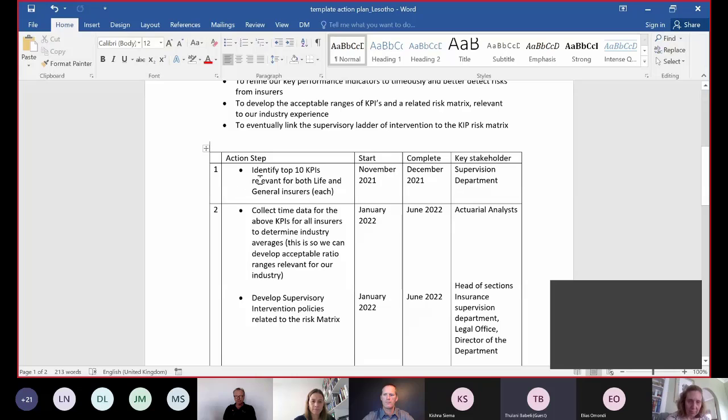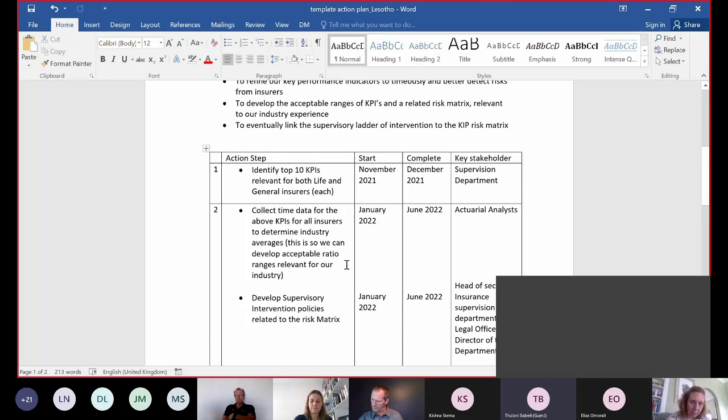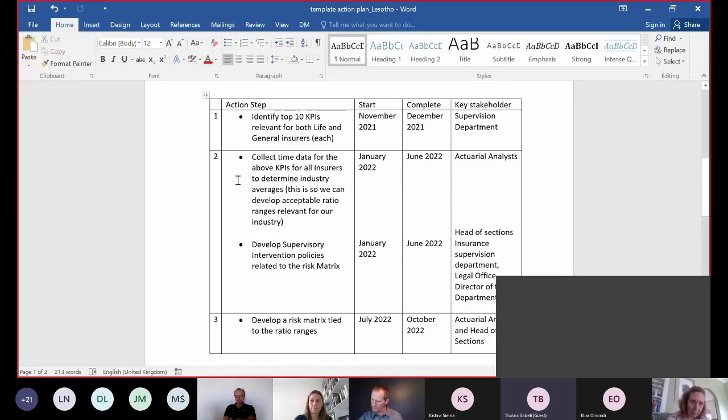Our first action step is to identify the KPIs relevant for both life and general insurers. I mean, this is for each one of them. And then we intend to start from November 2021 to December 2021. And the relevant stakeholders are everyone that's in the department. Our department is comprised of about 10 people. So yeah, it's a pretty small number.